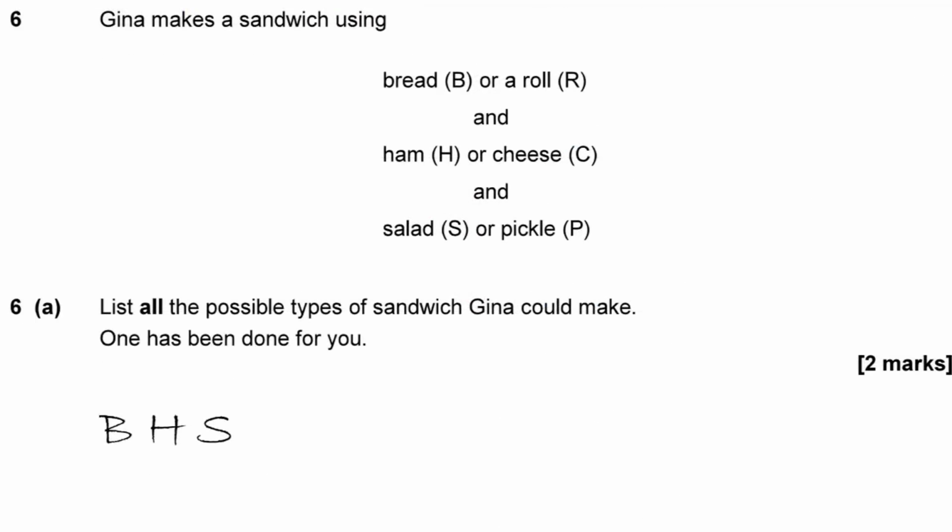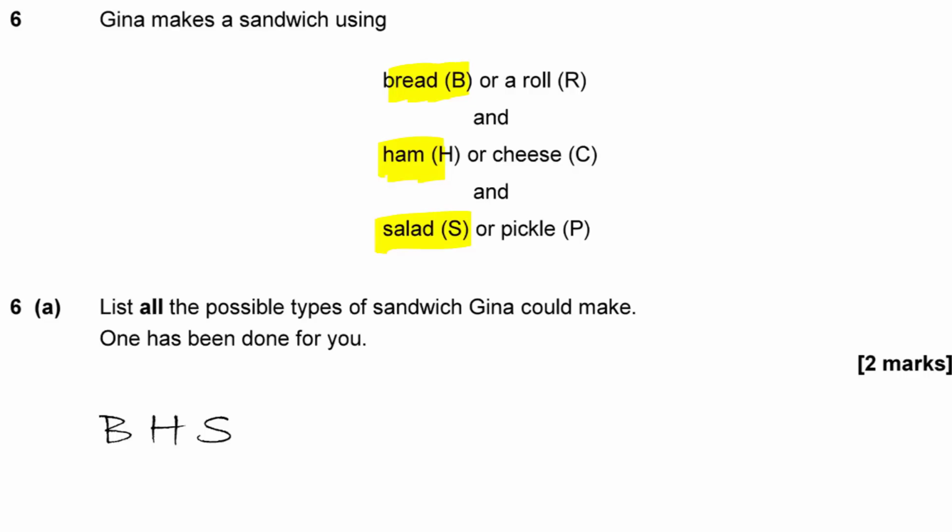Gina makes a sandwich using bread or a roll and ham or cheese and salad or pickle. List all the possible types of sandwich Gina could make. One has been done for you. So it's written down BHS, which stands for that she had it on bread, she had ham in it, and she had salad. Okay, so we need to come up with all the other possibilities.